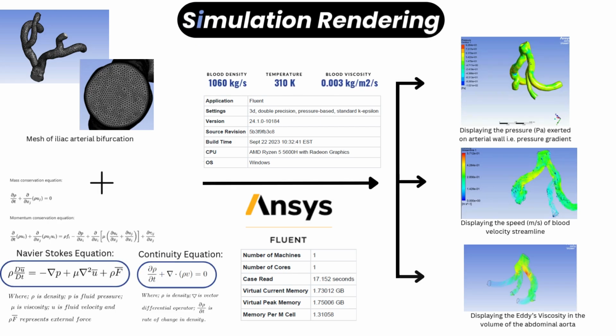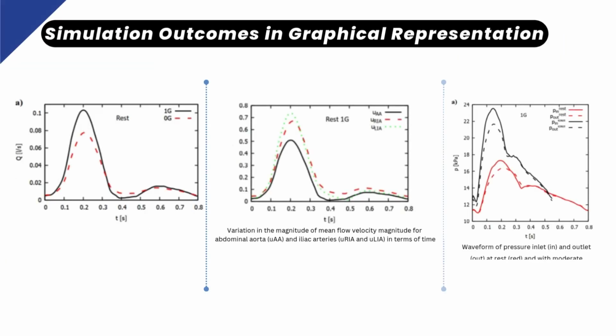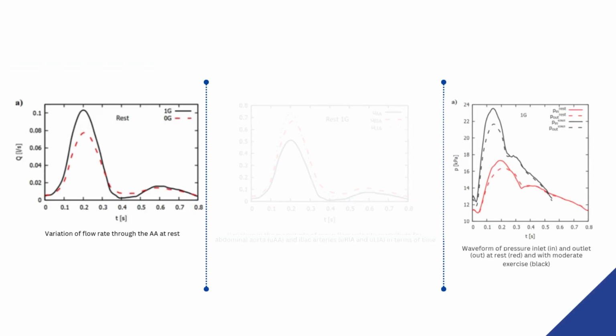I imported this mesh into Ansys and used the k-epsilon model for rendering the turbulent flow of blood simulation, and then defined the properties of the blood and the other boundary inlet functions, outlet functions, and everything. And using this, we were able to simulate the blood flow, which gave us the following three outcomes. First was the pressure contour on the arterial wall. Second was the velocity streamline of the blood at different sections of the abdominal aorta. And third was the eddy viscosity in the volume of the abdominal aorta.